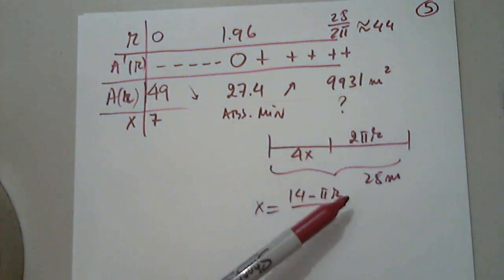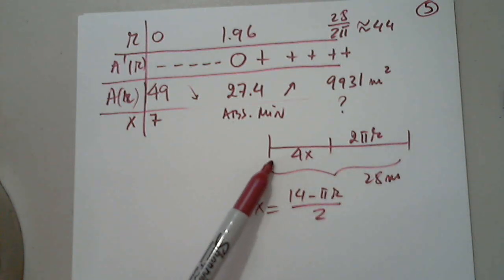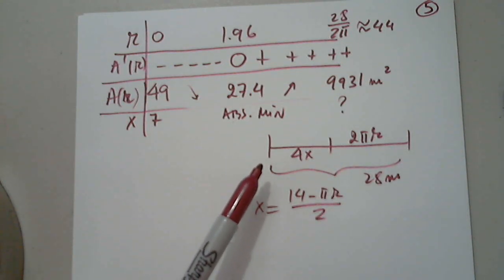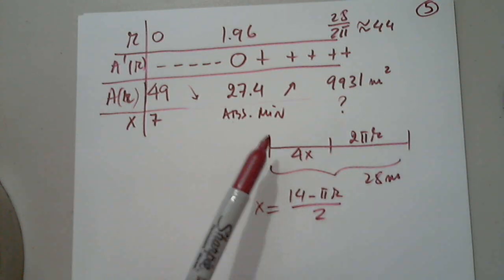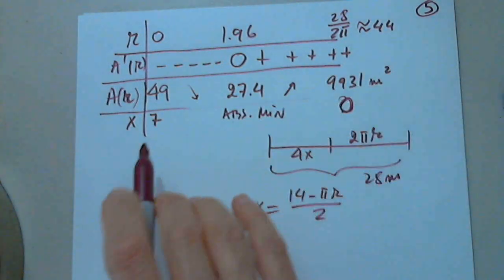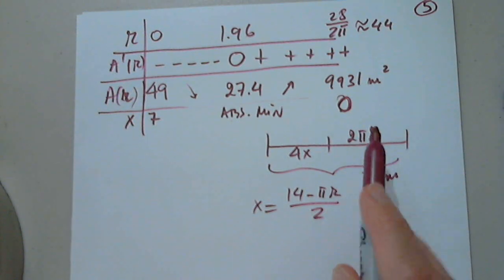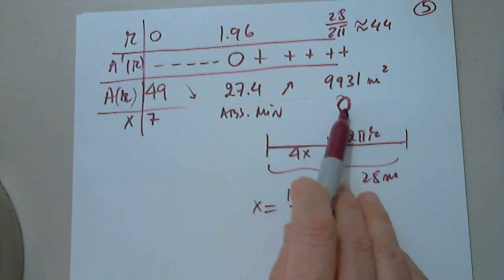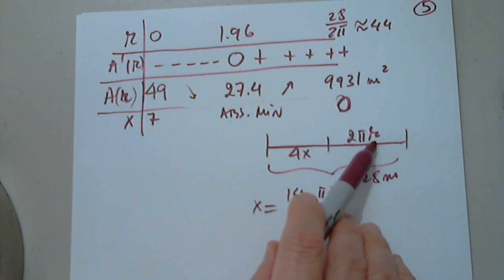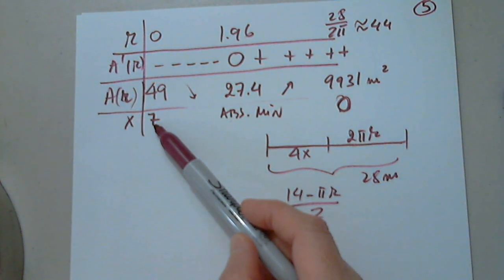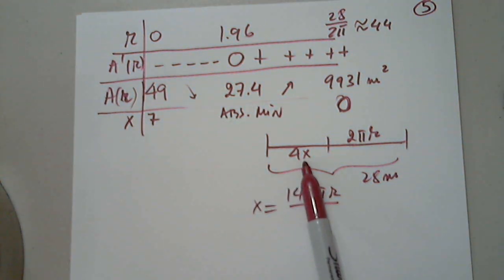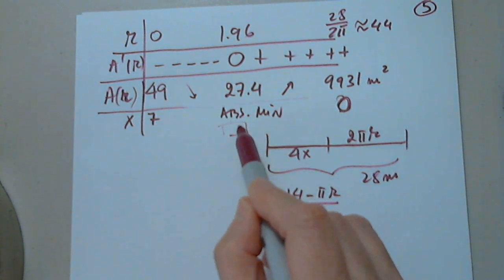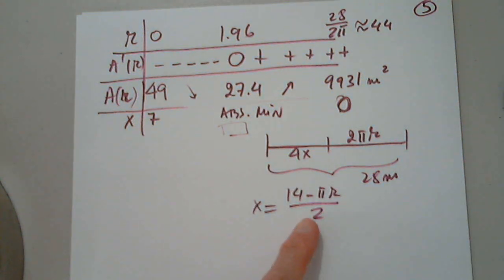And when r is 4.46, it means that x is 0. So when 2 pi r is the entire length, then x is 0. When r is 0, then we have the entire length of 7, of course. 4 times 7 is 28. But I also want to determine what x will be if r is 1.96. Last thing, and then I'll explain again.